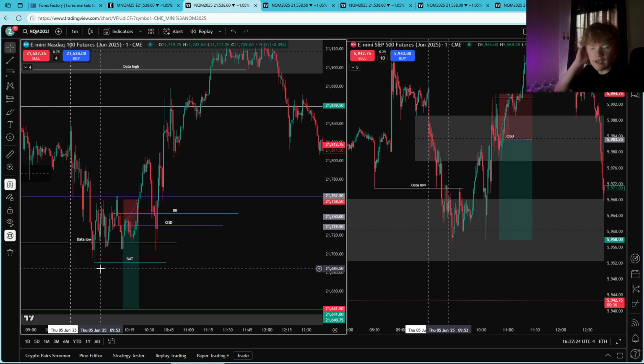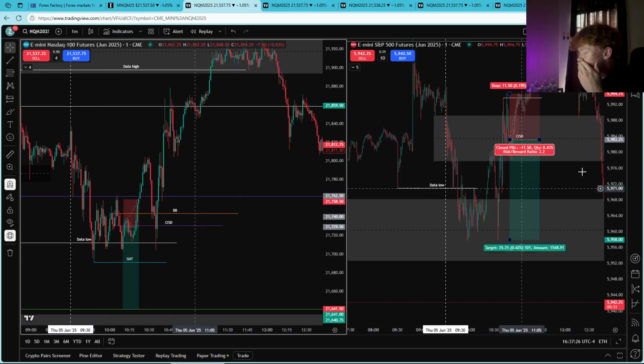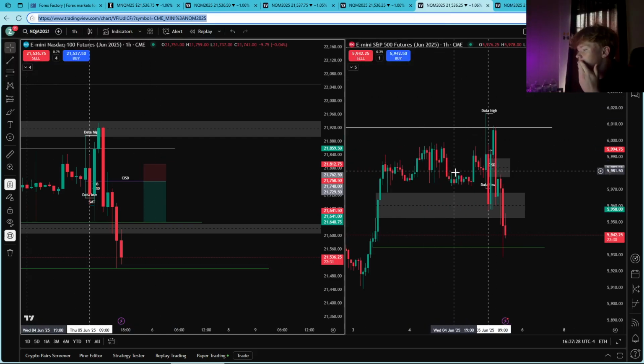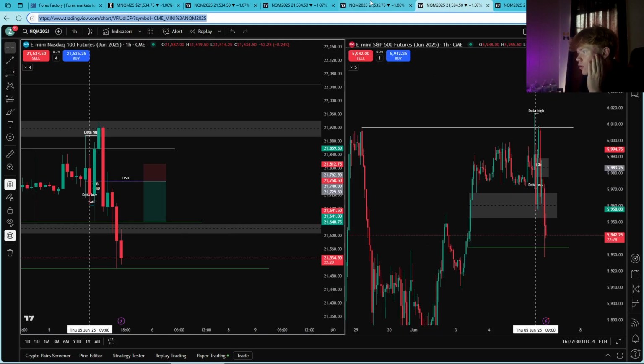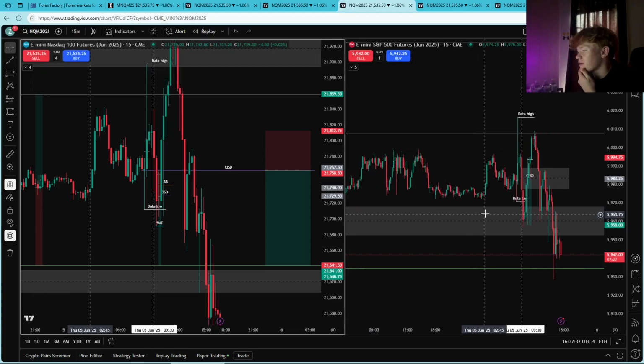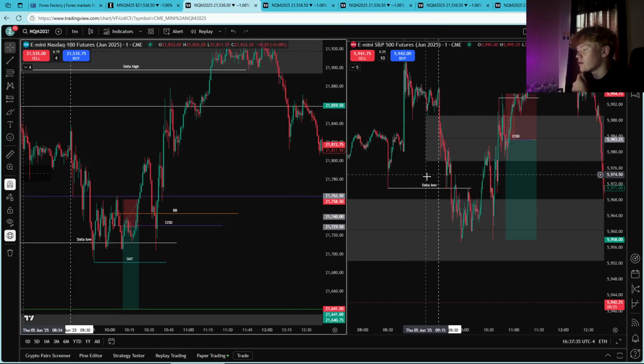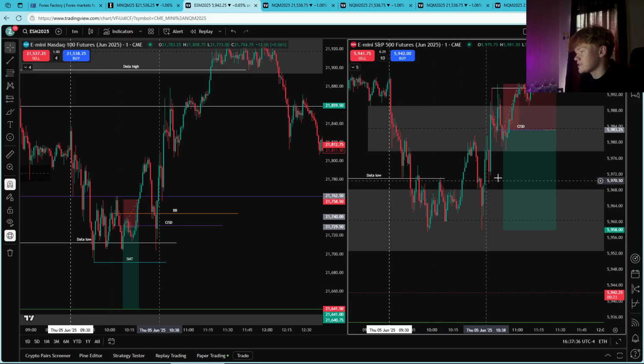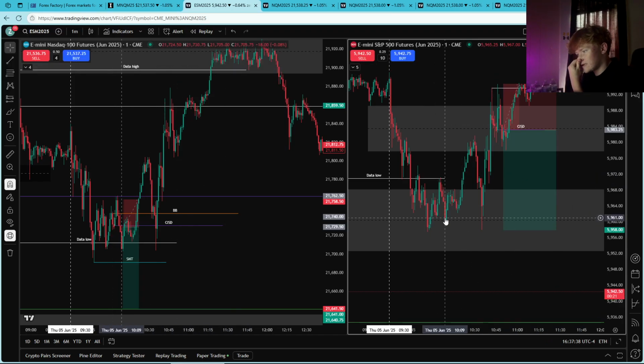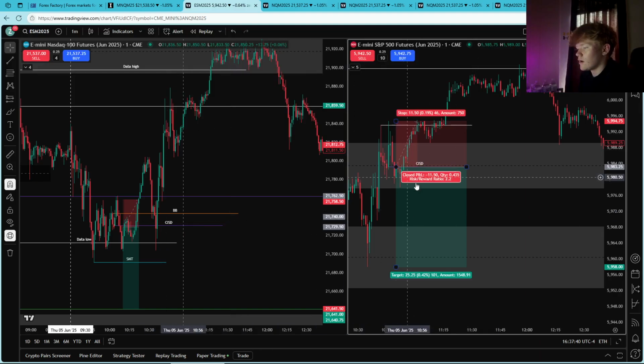I guess the SMT I could have looked at, a lot of different things I could have looked at, and the fact that ES had tapped into this 1 hour. There's a 1 hour gap right here, a 4-hour gap right here, and a 15-minute gap right here that I could have taken a good trade off of, like a 1-minute CISD type trade, but I didn't end up taking that because I wanted to take this trade.